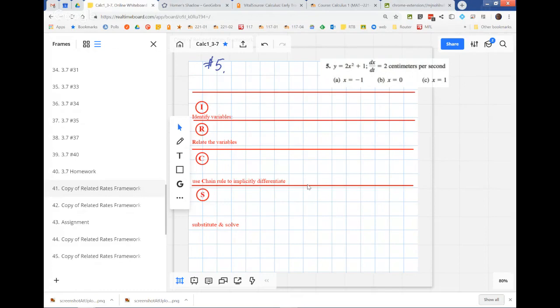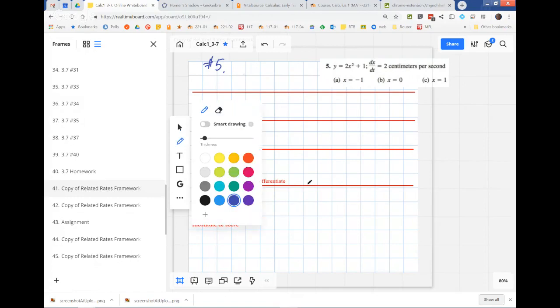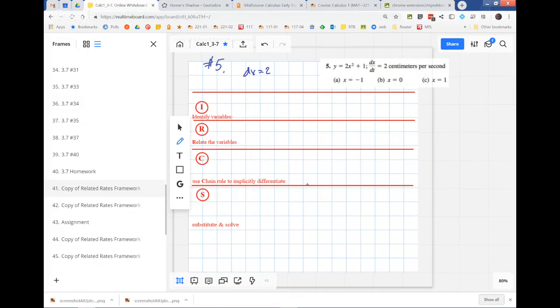Okay, so identify the variables. Well, you can see we have x and y again. We're also told that dx/dt is 2. And we're also told in part A that x is -1. We're going to just do one part at a time here. Okay. And relate the variables is already done. They gave us this equation. So now what we need to do is take the whole thing, the derivative with respect to time. So that's our job.